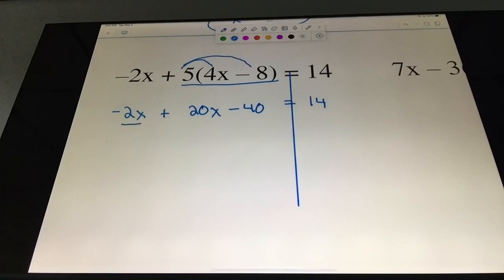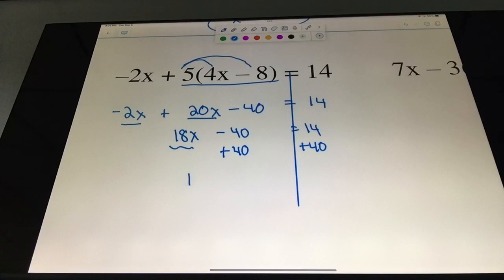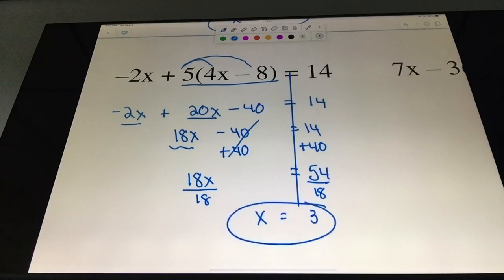We combine like terms. So 20x minus 2x, or minus 2x plus 20, gives me 18x minus 40 equals 14. We need to isolate the x term, which means we need to get rid of minus 40. So we're going to plus 40 to both sides of equal. So my 18x comes down. That gives me 0. 14 plus 40 is 54. And then divide by 18 to get x alone. And 54 divided by 18 is 3.